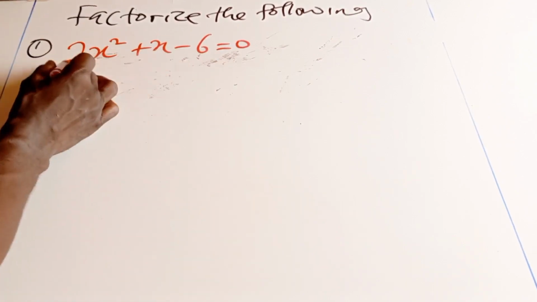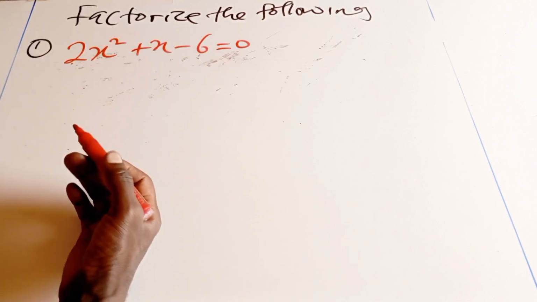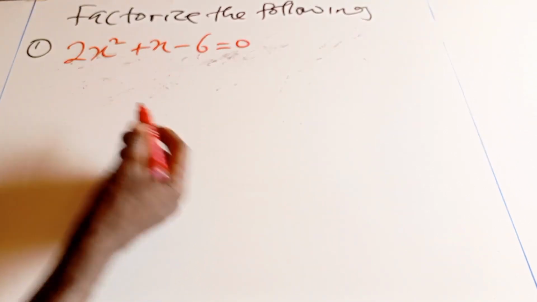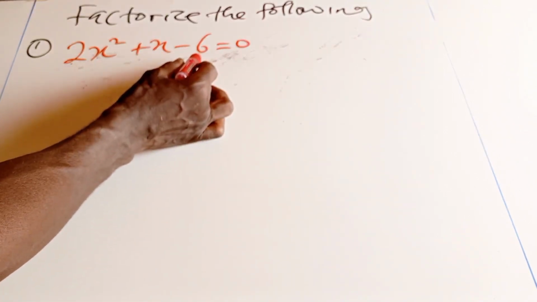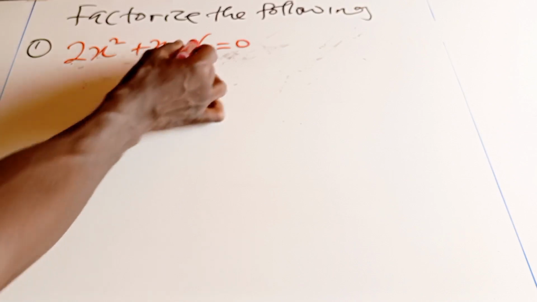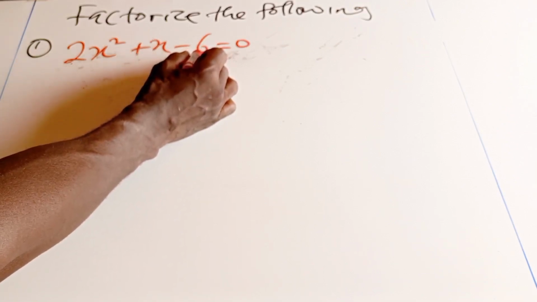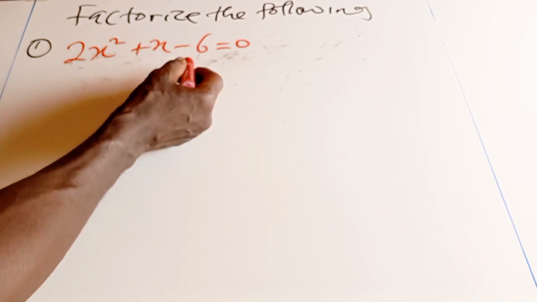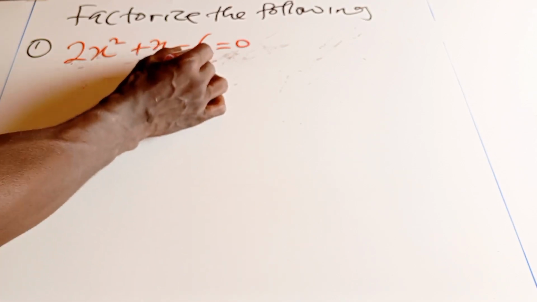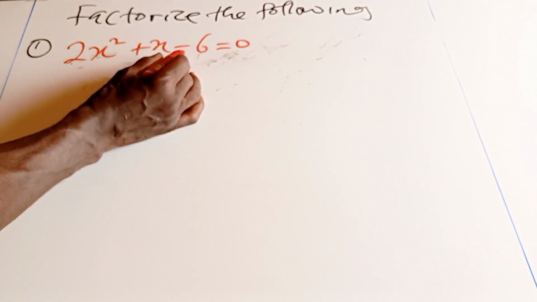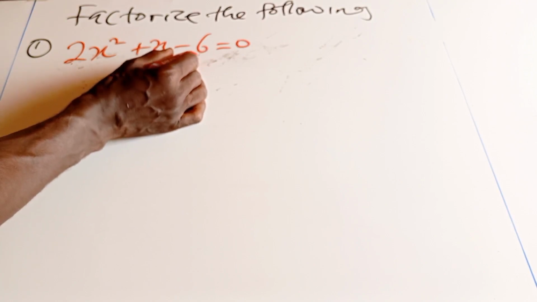After you multiply, you can do it in your mind: 2 times 6 is 12. Then you find two numbers which, if you multiply, you get 12. The two numbers you multiply to get 12 are 4 and 3. That is the multiple of 12 here.